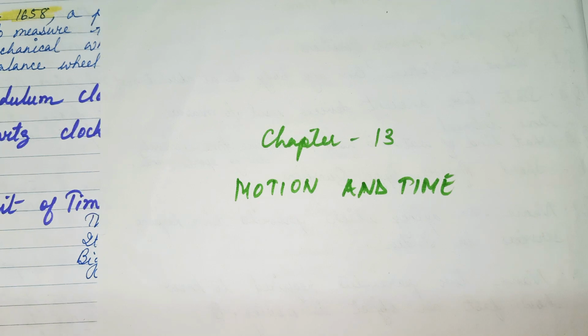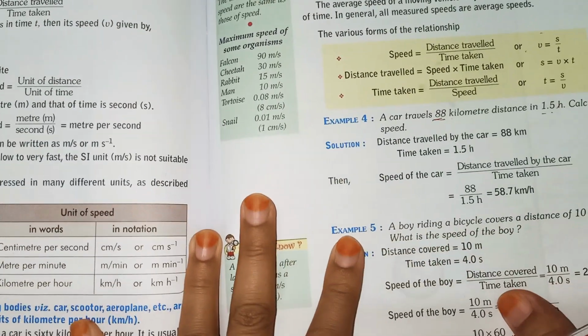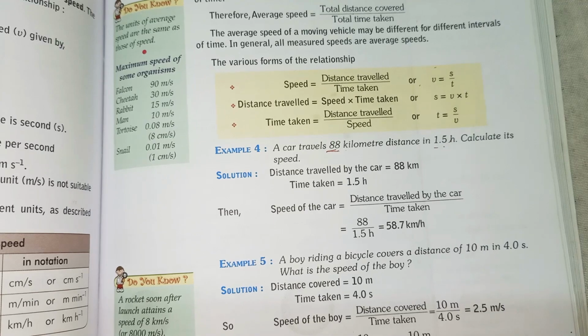So today in this video we shall discuss some of the numerical problems of the book that are already solved. The chapter is 13 and the name of the chapter is Motion and Time. Here we will discuss some numerical problems. First, in your book there is example 4.